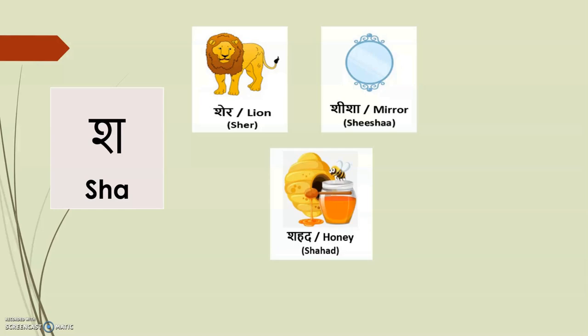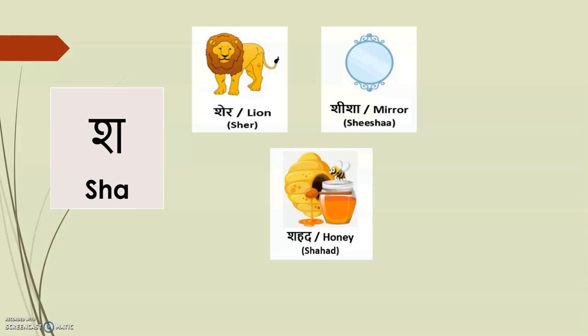So in the first picture, we can see a lion. Lion in Hindi is called Sher. It is called Sher. In the next picture, we can see a mirror. Mirror in Hindi is called Shisha. It is called Shisha. And in the third picture, we can see honey. Honey in Hindi is called Shahad. It is called Shahad. All these three objects begin with the letter Sh.